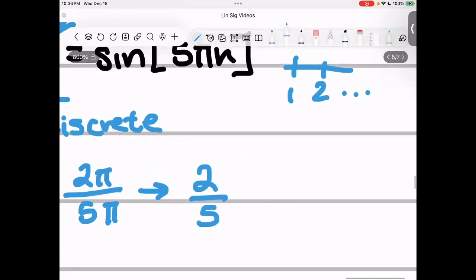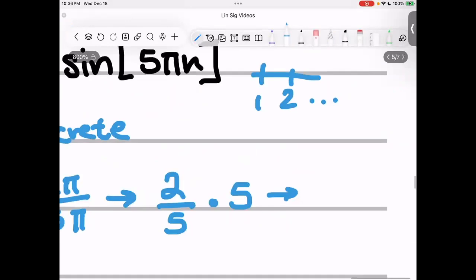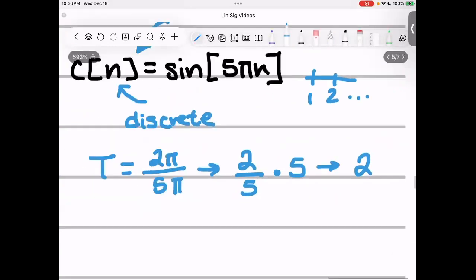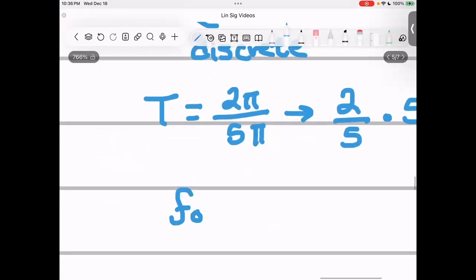So we have to figure out what the closest integer is that you can make with 2/5. A good baseline for this, you can multiply by the denominator, right? So multiply that by 5, and we're going to get a period of 2. Then again, you're going to get your frequency, 1 over 2 in this case.